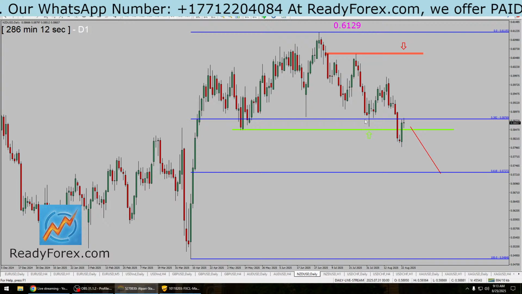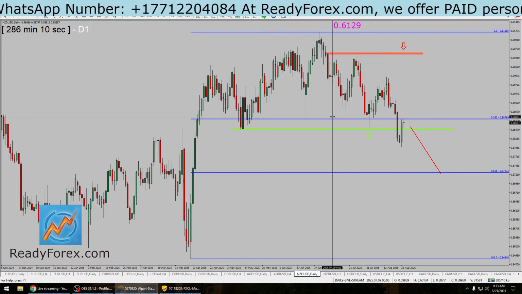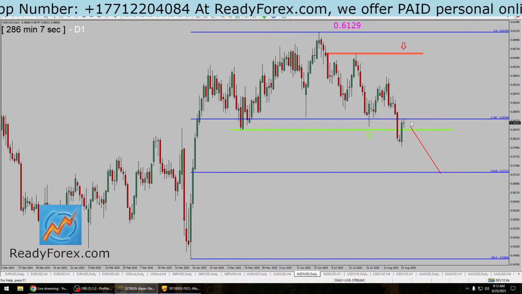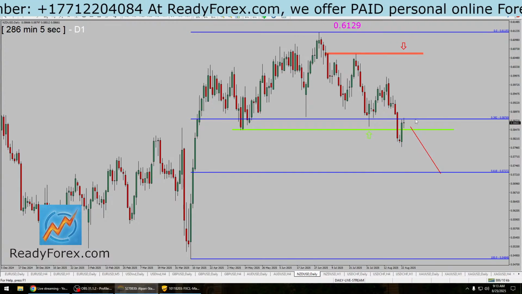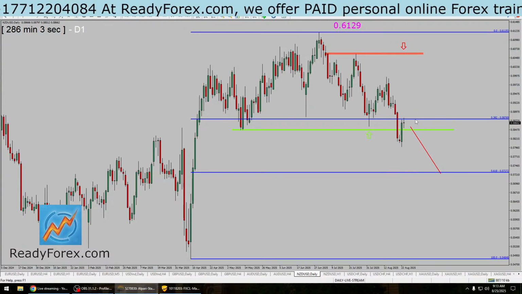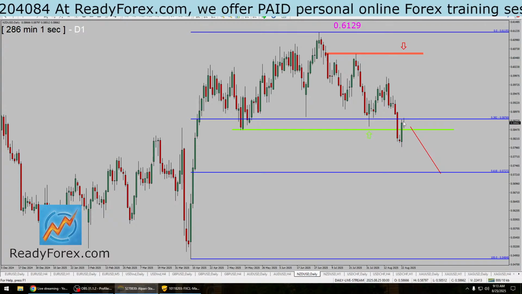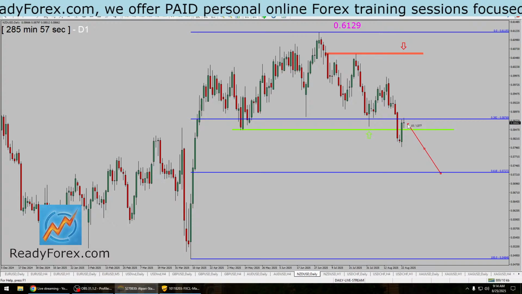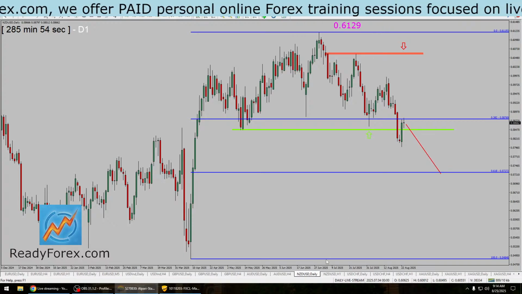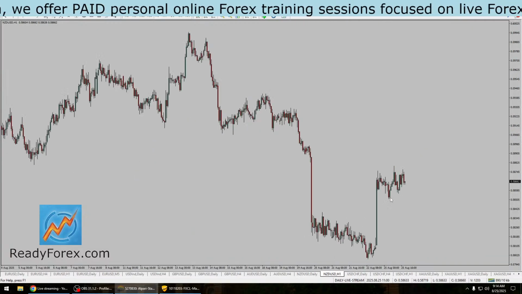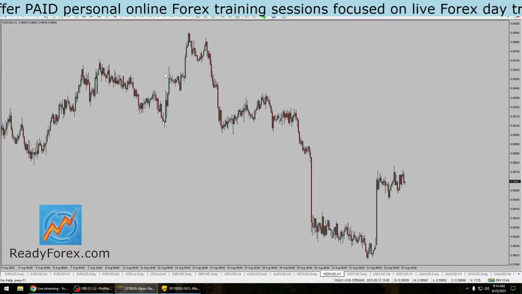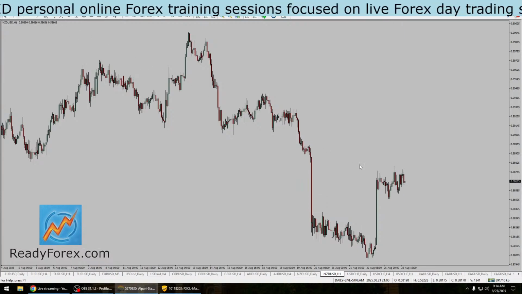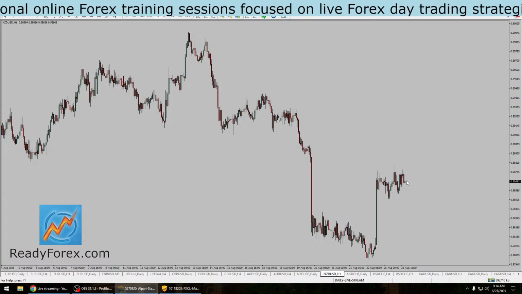So NZDUSD currency pair, this is a nice break to the downside and a retest. This is the 0.382% Fibonacci retracement level. We got a hit earlier today, so it is going to show some signs of weakness. So my forecast is bearish for the NZD versus USD currency pair. This means this bullish leg over here, it's going to probably fail.